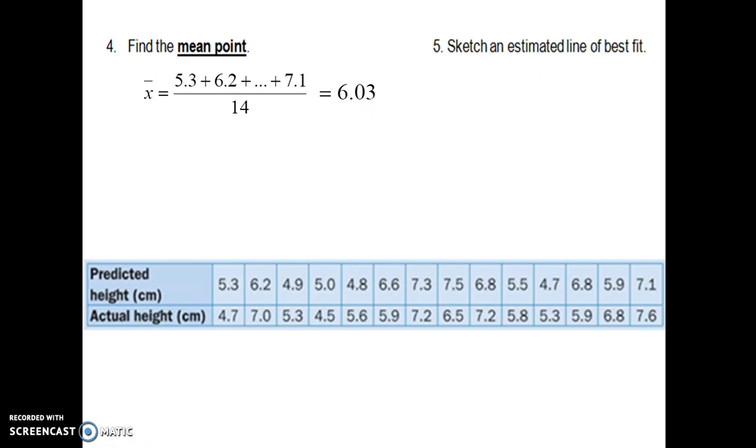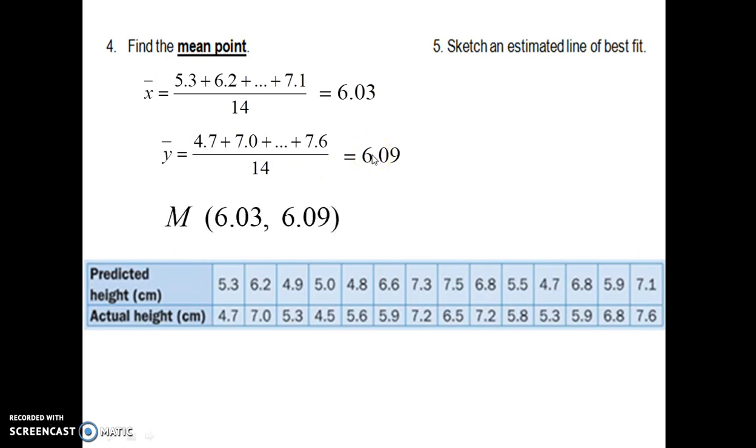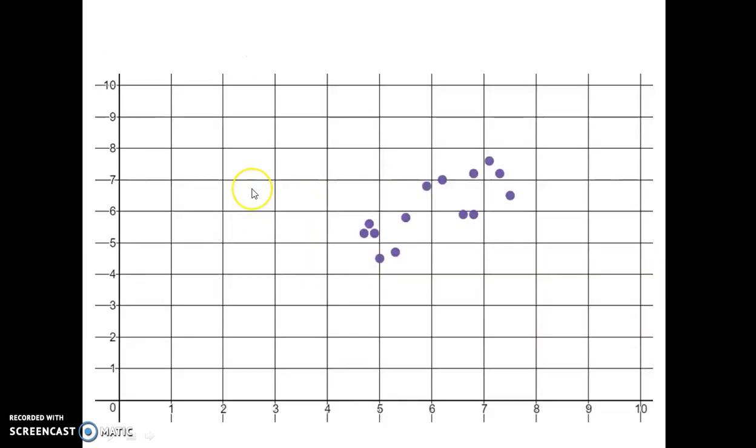All right, now let's find the mean for the y values. So we're looking for y bar. We're going to add up all the y values and divide by 14 to get the mean. And the mean is 6.09. All right, so this is called the mean point. We're going to use m to represent it. There's the x value and the y value. Now we're going to take that mean point and add it to our graph.